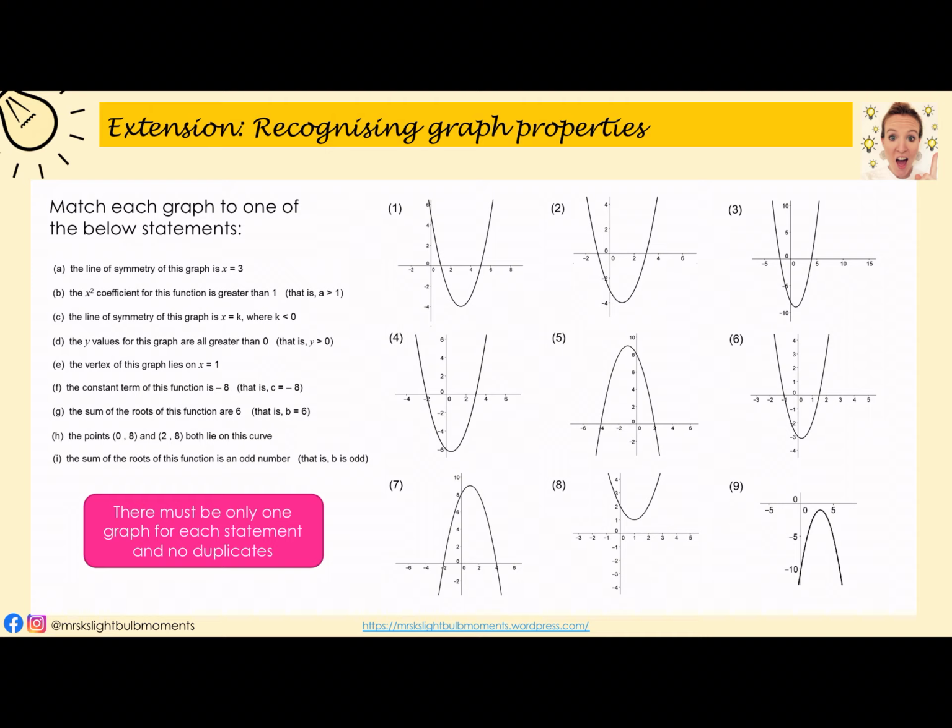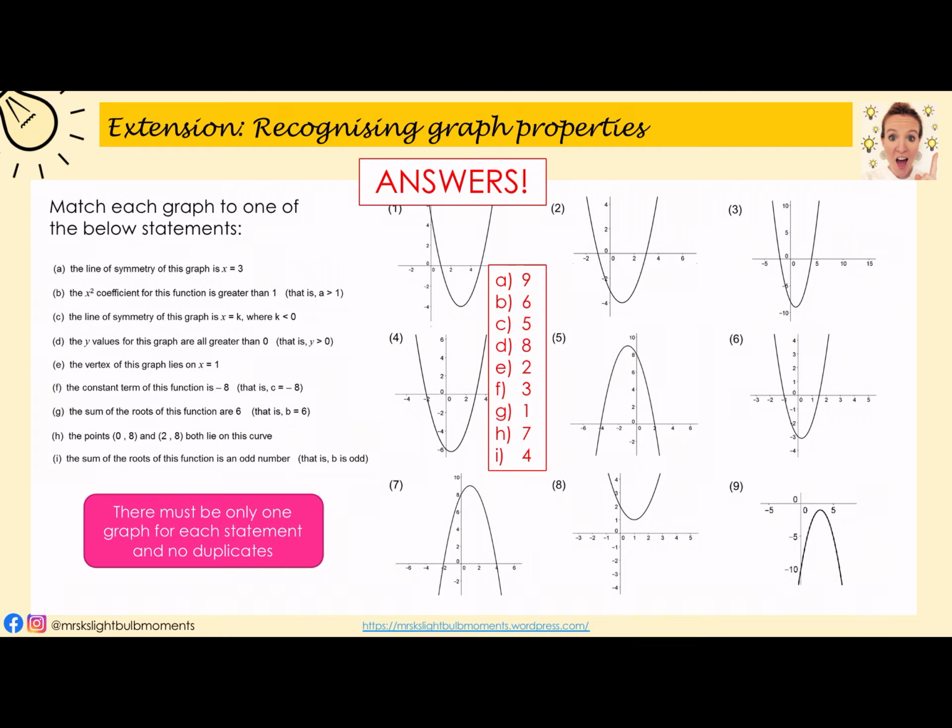So there's got to be only one graph for each statement and no duplicates. So for example, if one of the statements could be graphs 1, 2 and 3, but you know that the next statement could only be graph 3, it means graph 3 couldn't be for the first statement. Sounds a bit confusing, but it will make sense as you have a go, I'm sure. But if you just start listing the ones that it could be, you'll find the answers. All right, I'm going to leave you with that. Answers are coming up, so do avert your eyes if you don't want to see what's happening. Okay, I'll leave them there for a second for you to mark if you're watching this after the session.